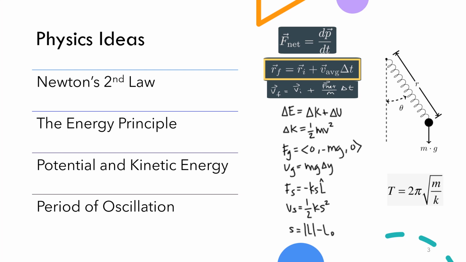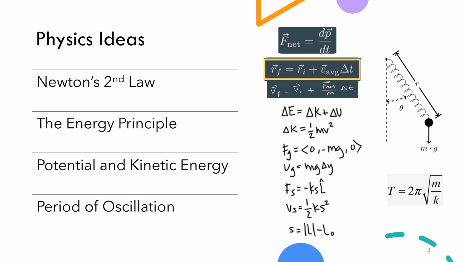Some physics ideas that we will use are Newton's second law and the energy principle as mentioned before, as well as potential energy, kinetic energy, and period of oscillation. We expand on the momentum principle to get the velocity and position update formulas. We find the kinetic and potential energy of various forces acting on the system, like gravity and spring force, and apply the energy principle to observe the change in energy over a period of motion.